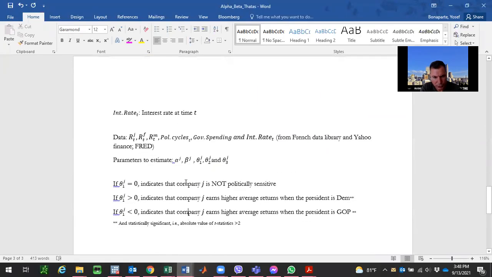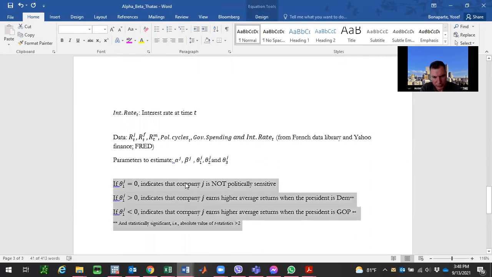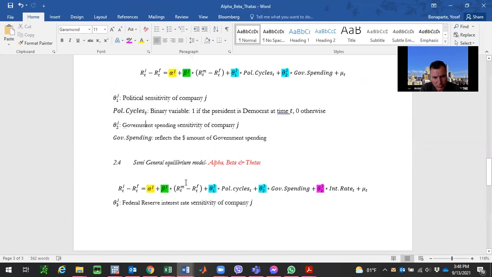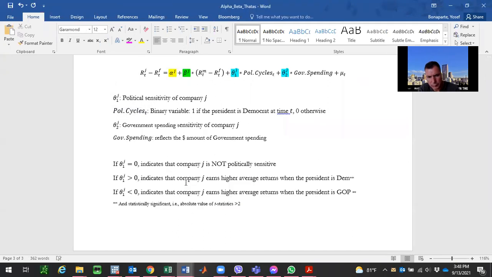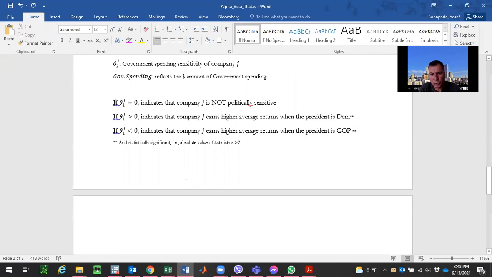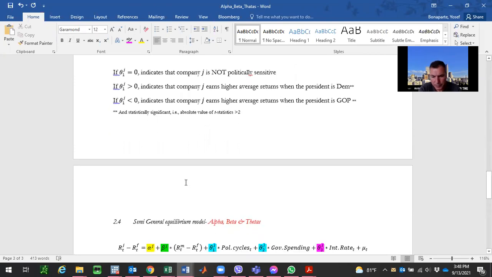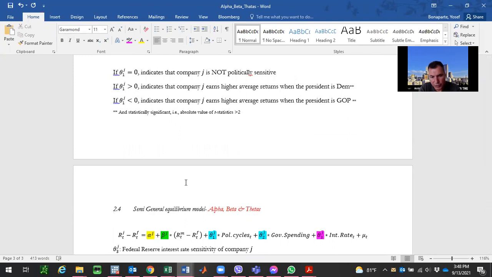I forgot to mention here: if theta 1 equals 0, that means this company is not politically sensitive. If theta 1 is greater than 0, then it is favored by Democrat. If below 0, favored by Republican. Now we go to the next thing, which is the general equilibrium.